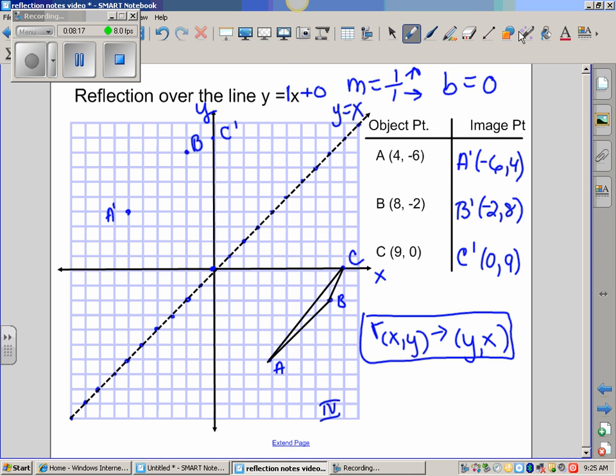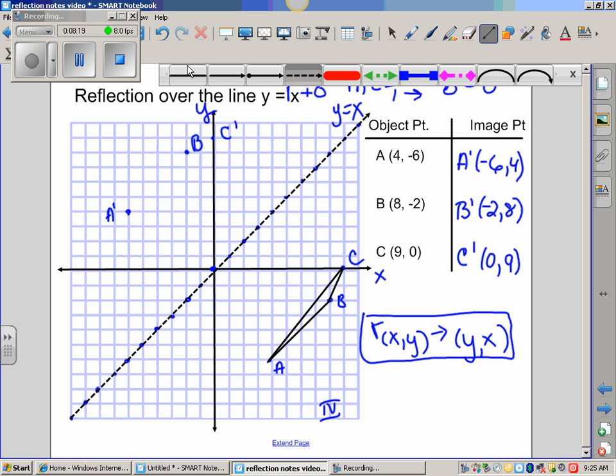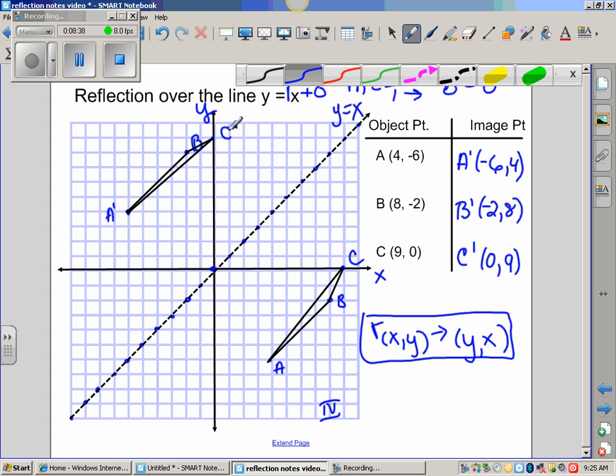There's my C prime. I'm going to be very careful when I'm connecting the vertices. I know those letters are close to each other. Be careful. And you get your triangle. Now, notice that I forgot my prime. That's a big deal. So I'm going to just add my prime on the B.